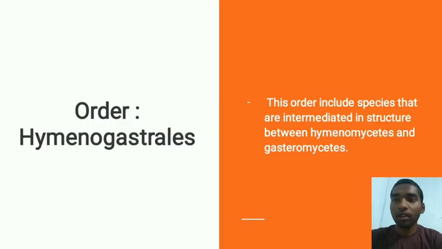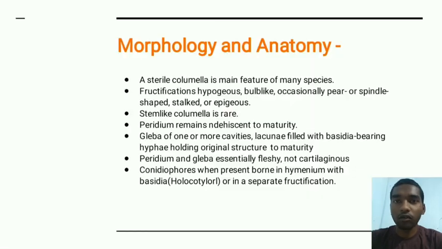The next order is Hymenogastrales. This order includes species that are intermediate in structure between Hymenomycetes and Gastromycetes. The morphology and anatomy of Hymenogastrales: a sterile columella is the main feature of many species under this order. The fructification is hypogynous, pulp-like. The stem-like columella is rare, and the peridium remains indehiscent to maturity.